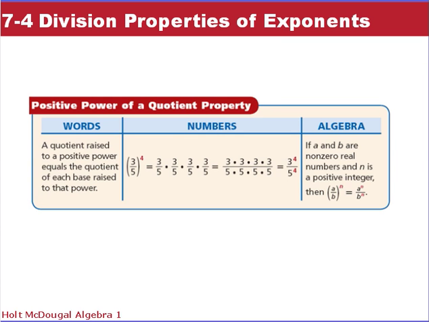So positive powers of a quotient. The quotient raised to a positive power equals the quotient of each base raised to that power. So 3/5 to the 4th would be 3/5 times 3/5 times 3/5 times 3/5, or 3 to the 4th over 5 to the 4th.